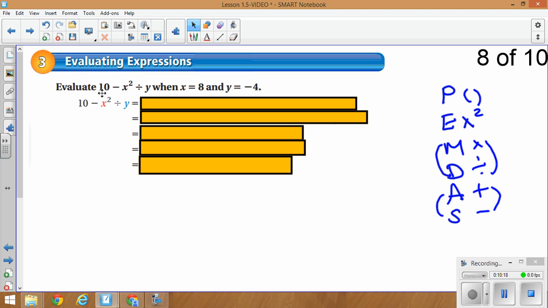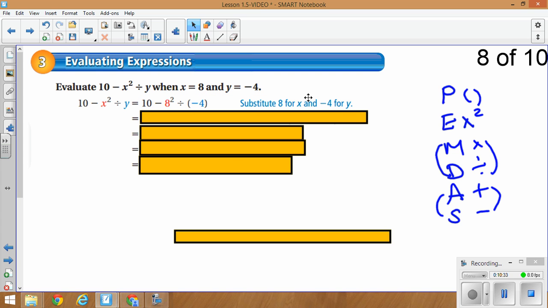So here we have 10 minus whatever x is to the second power, divided by y. Here's our problem, which you have written down. We're going to substitute. The stuff in blue here is telling you what we're doing next to it. So 10 minus, do you notice I took this x and replaced it with 8? So I put an 8 in there, 8 squared, divided by, do you notice this y is equal to negative 4? I replaced this y with negative 4.